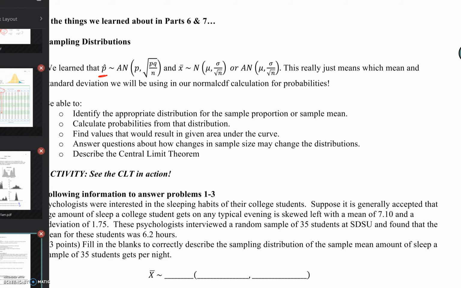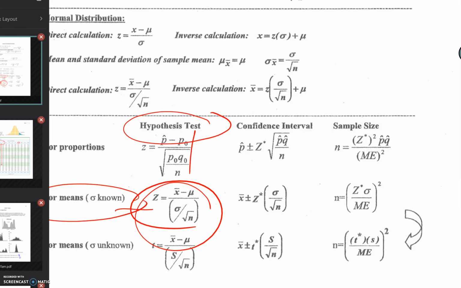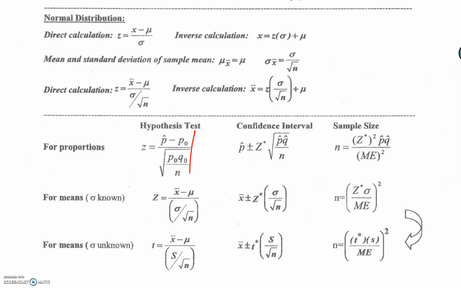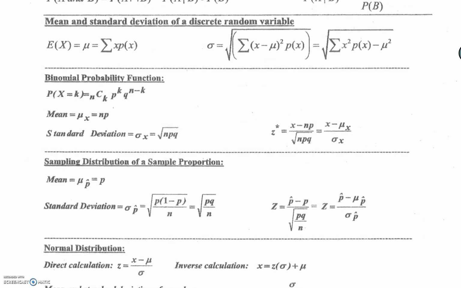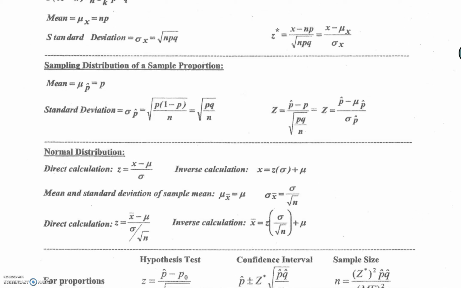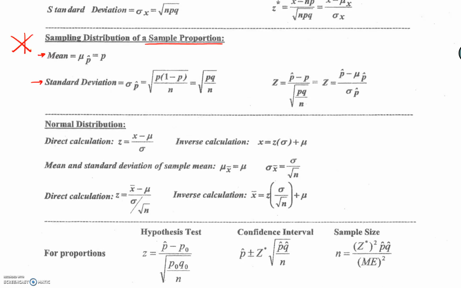And I do want to point out here, all this is available on our formula sheet. Nothing I wrote here in this little review is stuff we don't have. We're going to be using this. This is our part 6, the sampling distribution of a sample proportion, and you can see we have a mean and a standard deviation. And we're going to be using this part, right here, the mean and standard deviation of a sample mean. This is the part 7 where we have a mean and a standard deviation again.